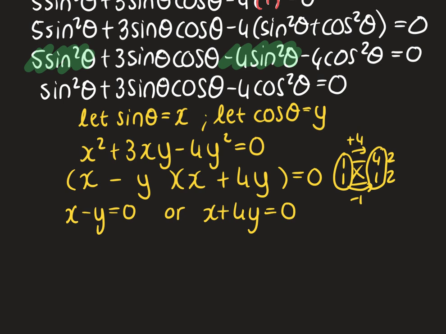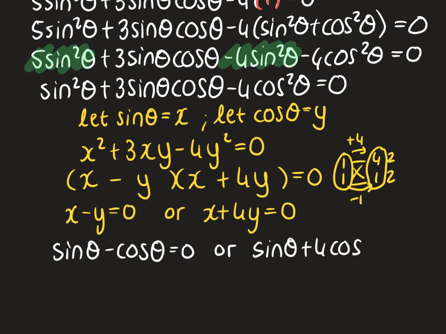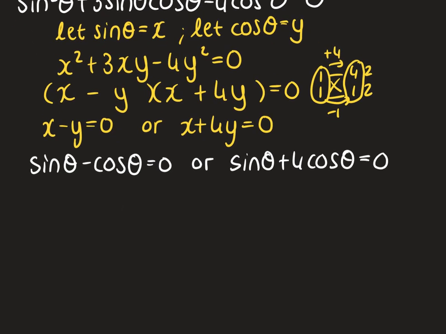Let's sub our trig functions back into play. So we're going to have sine of theta minus cos of theta equals 0, or sine of theta plus 4 cos of theta equals 0. Why am I saying x's, guys? Thetas. And now I can simplify them separately.